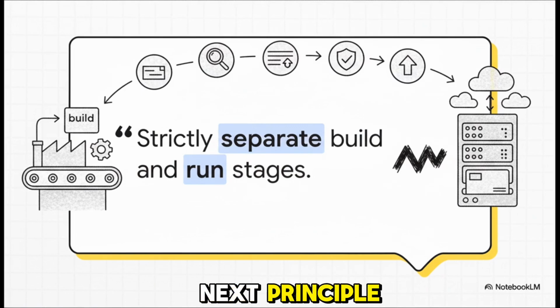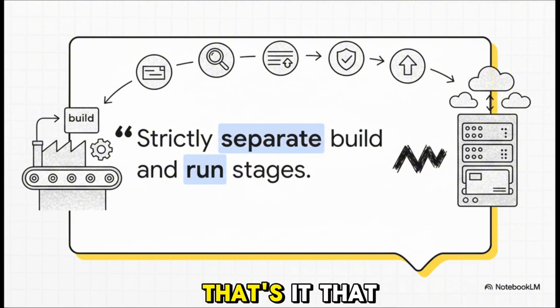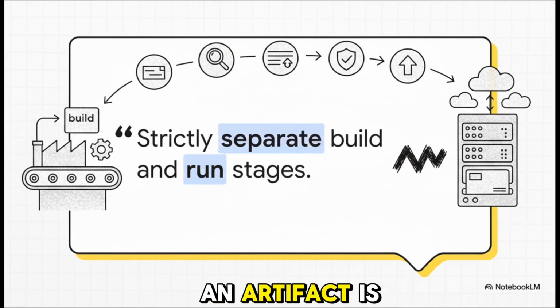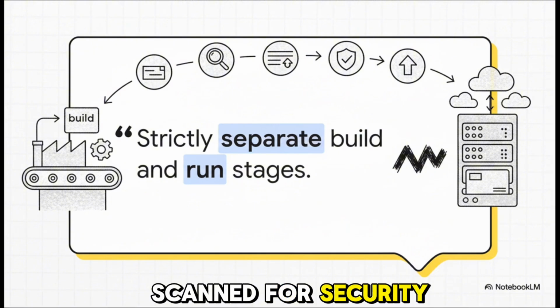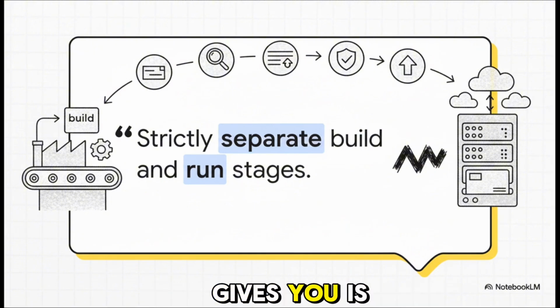Okay, next principle. Strictly separate your build and run stages. This is huge. The mantra here is build once, run anywhere. You create your container image one single time. That's it. That exact, unchangeable file, we call it an artifact, is what gets tested, scanned for security holes, and then promoted from one environment to the next. The confidence this gives you is incredible, because you know for a fact that what you tested is what's hitting production.